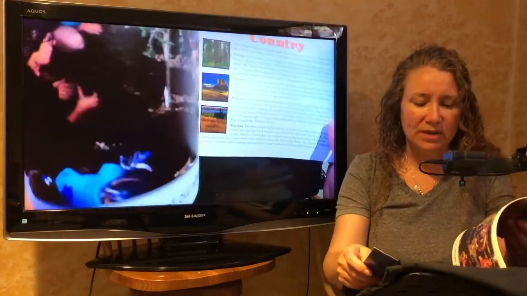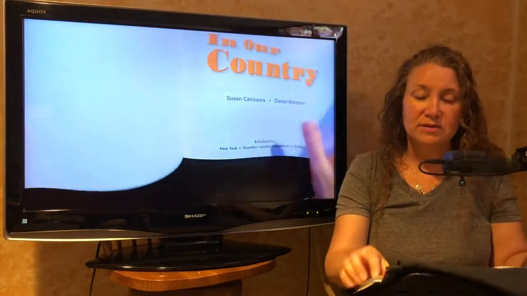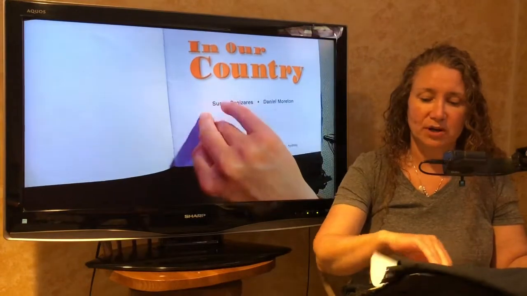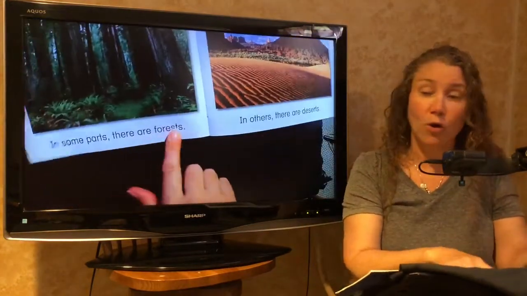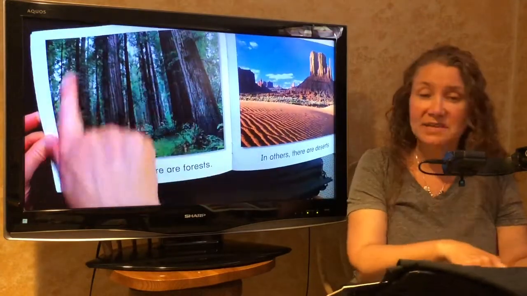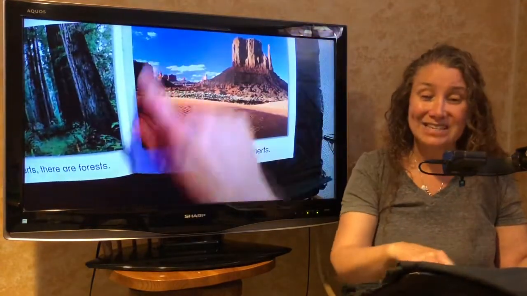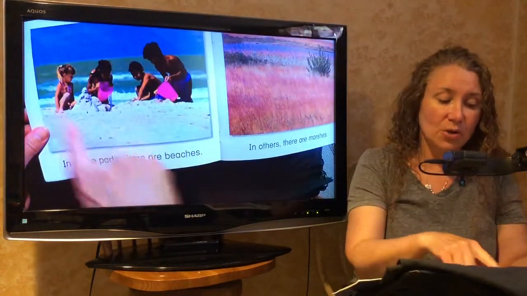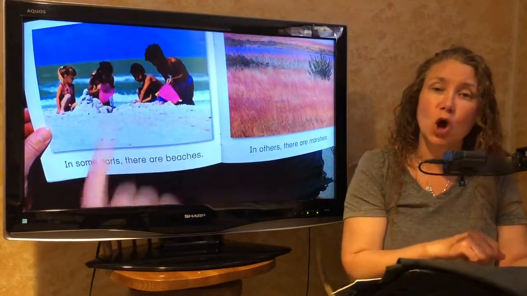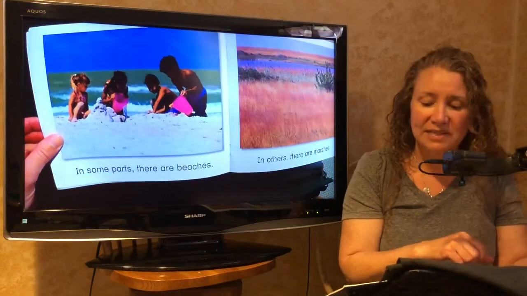So now we have a bit of Earth Day in there too. Let's talk about some different habitats we saw in this book. Take a look. We saw forests. We've talked about the forest habitat. We saw desert. You can see the desert habitat and what that looks like. Beaches. So what's on the other side of that beach? An ocean. We've talked about an ocean habitat too.